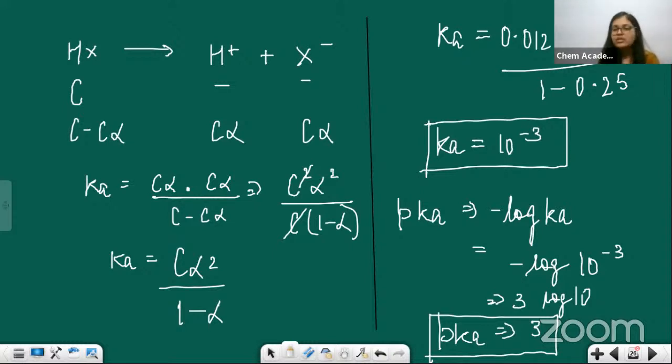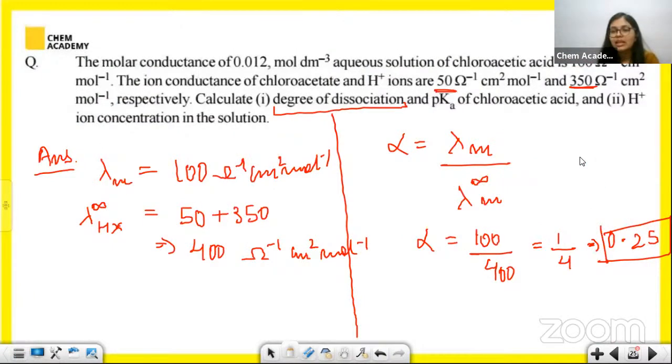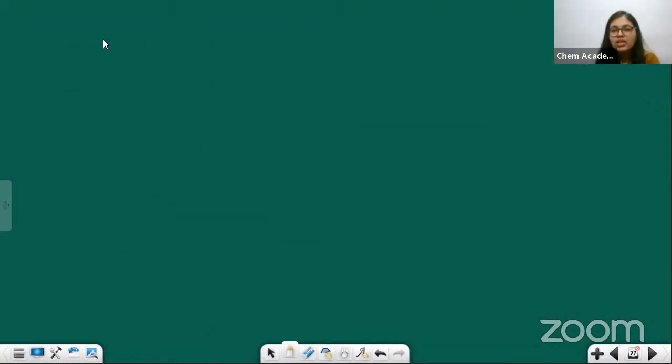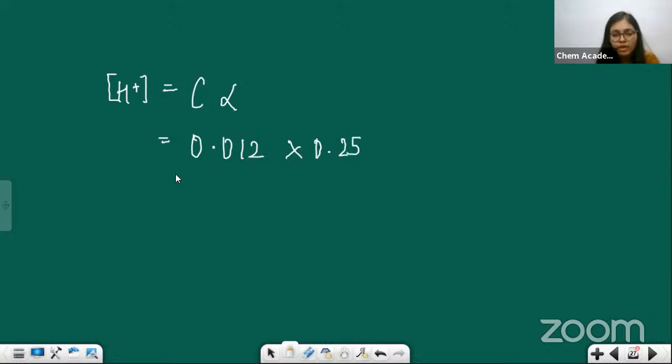Now what else do we have to calculate? Let us see from the question. We have to calculate H+ ion concentration in the solution. See, here the H+ ion is actually being represented by C alpha. So the H+ ion concentration we will get from C alpha. What was the value of C? The value of C was 0.012 into what was the value for alpha, 0.25.